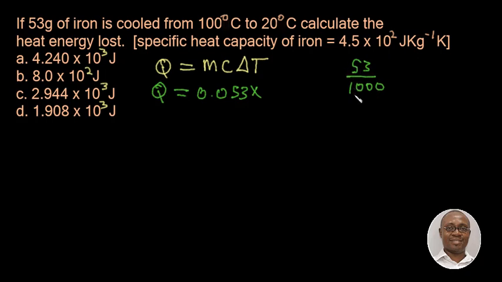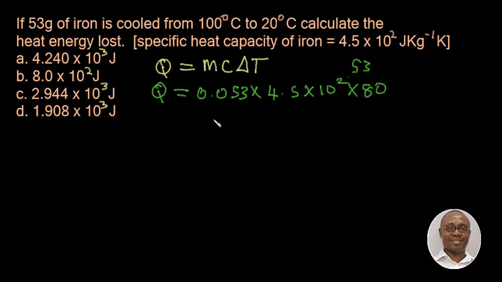Let me just quickly rub this off. Alright, so now we have the specific heat capacity of the iron, 4.5 times 10 raised to power 2. Then to be multiplied by the change in temperature. We can see that the temperature went down from 100 degrees Celsius to 20 degrees Celsius. So it cooled down, and the change is just 100 minus 20, which is 80 degrees Celsius.